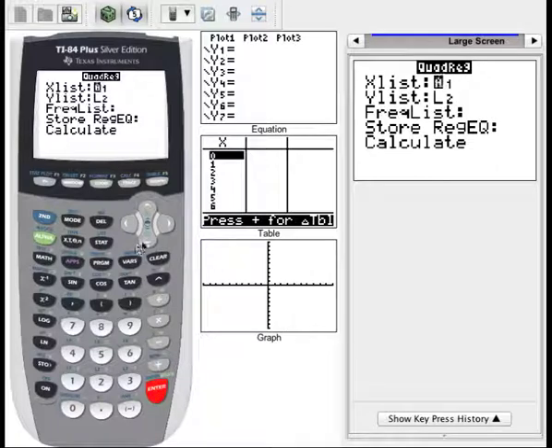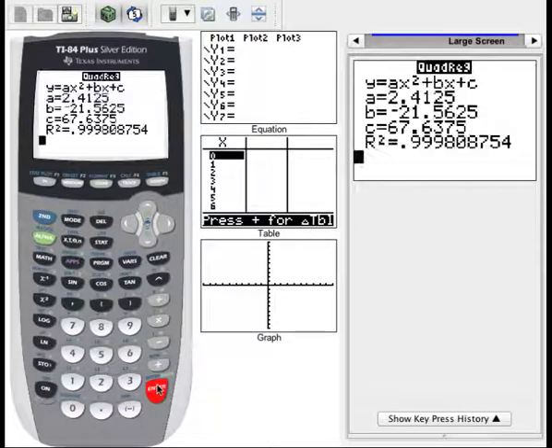Depending on whether you have the update or not, you might see this list. If you don't see this list, you just press enter again. If you do see this list, it's just giving you a checklist to make sure you've got the right lists associated with this regression function. And so we're just going to go down here to calculate and press enter, and there you go. So this gives us the A, the B, and the C for our quadratic function.